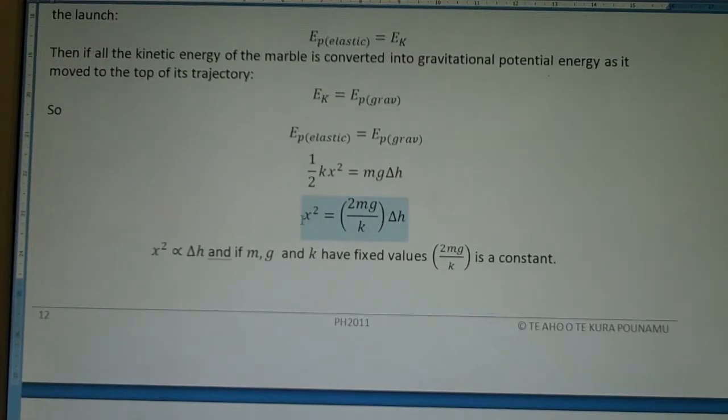we end up with x squared equaling a constant times delta h. If the mass is constant, that seems reasonable. If g is constant, that seems reasonable. The one we're not sure about is k.